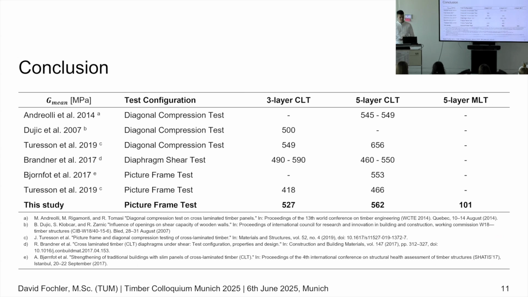This brings me to the conclusion. Based on these results, the conclusion I take is that the test setup we investigated was successful. The failures, the stiffnesses, the shear moduluses we achieved for the CLT seem plausible, especially when compared with values from the literature. Here I have listed some of them. The 527 and the 562 fit quite well to the rest of the different types of testing methods.